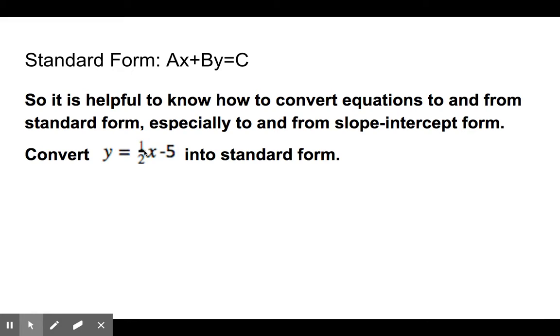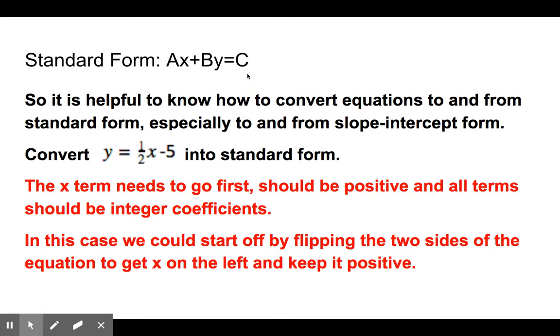Let's go ahead and do the opposite, though. Let's convert this equation here, which is in slope-intercept form, into standard form. All right, so we know that the x term needs to go first, and it should be positive. And all of these terms, the a, the b, and the c, must all be integers. The a and b are coefficients, and c, the constant term, must also be an integer.